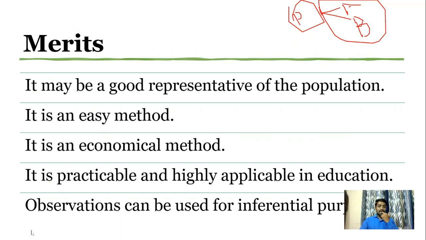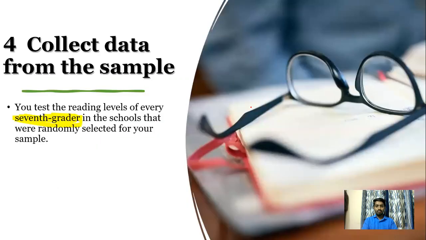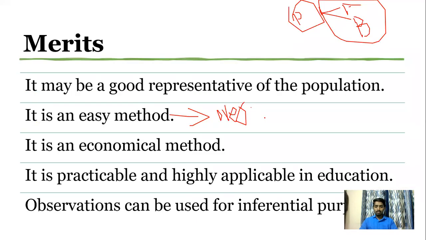That's one. And it is an easy method. I'll tell you how it is an easy method. It is an easy method because it avoids overlap. It avoids overlap, and it also avoids the duplication of the data here.